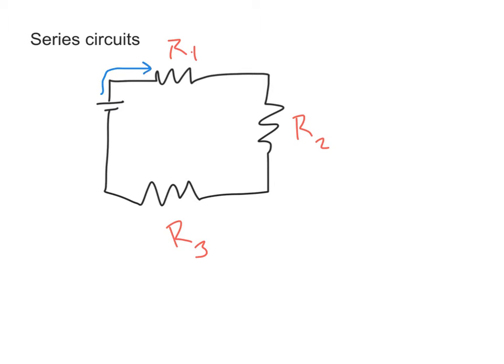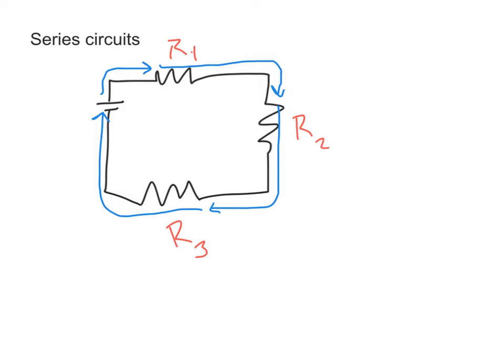Now, as the current comes out of the battery, it leaves the positive side, and it goes this direction. Now, does it have to go through R1? Yes. So it goes through R1, and then it goes around. Does it have to go through R2? Yes. And then it goes through R2, and then it comes around. Does it have to go through R3? Yep. So then it keeps going around back to the battery.